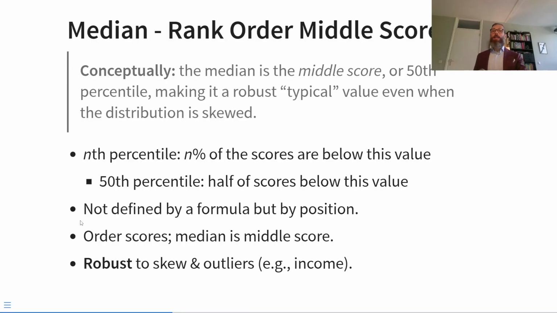So for the 50th percentile, it is true that 50% of scores fall below that score. And that score is called the median. It is not defined by a formula, but by a position. To get it, you must order the scores, and then the median is the middle score.